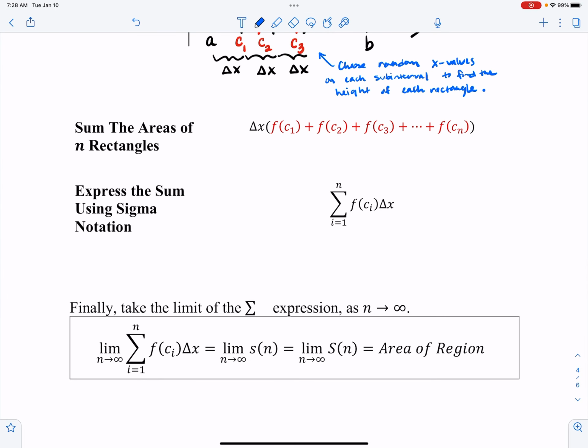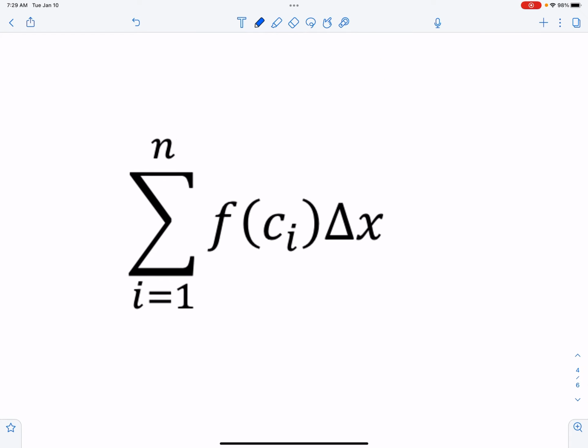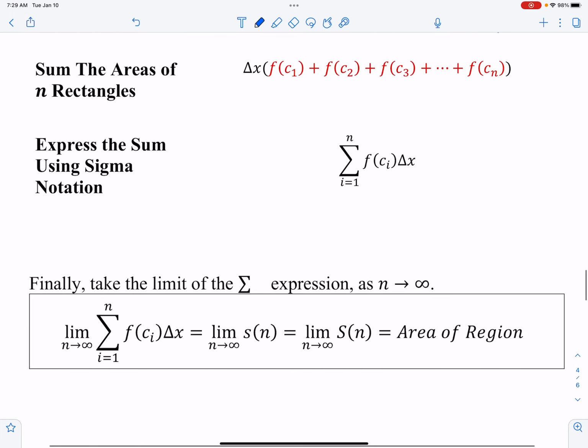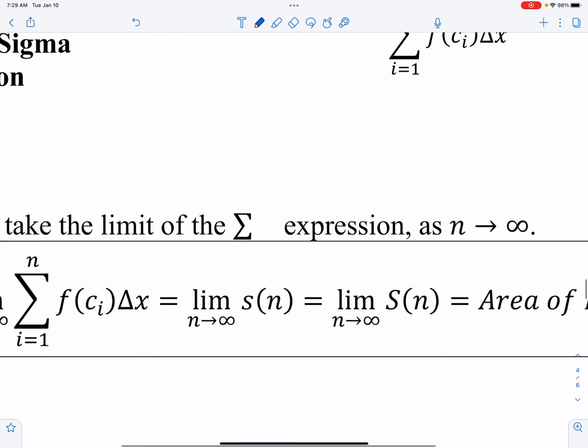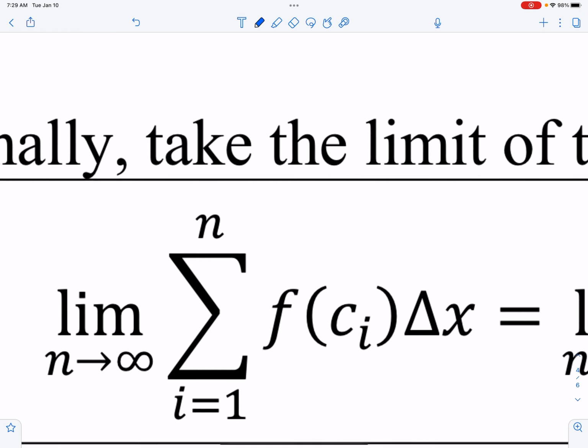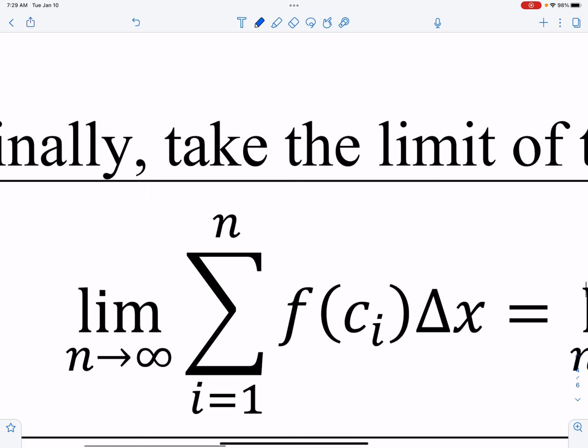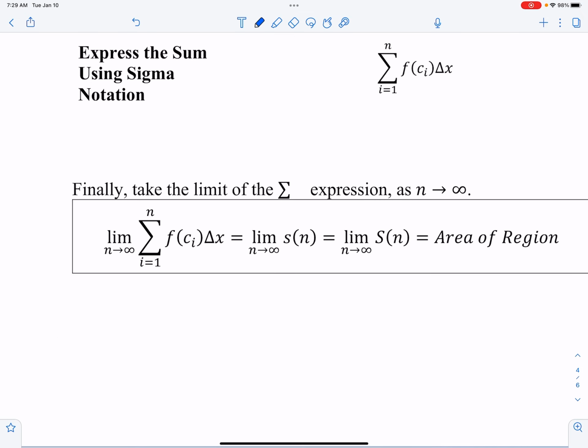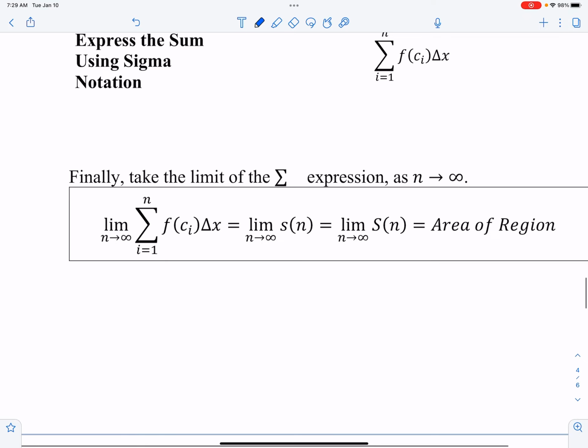Well, we just discovered if we take the limit, like we think about using infinitely many rectangles, that ends up being equal to the area of the region that we're trying to calculate area for. So if you take the limit as n approaches infinity of this sum, or of the lower sum, or of the upper sum, that's equal to the area of the region. But how do we come up with this? Like, how do we take this limit for any given function over a closed interval?